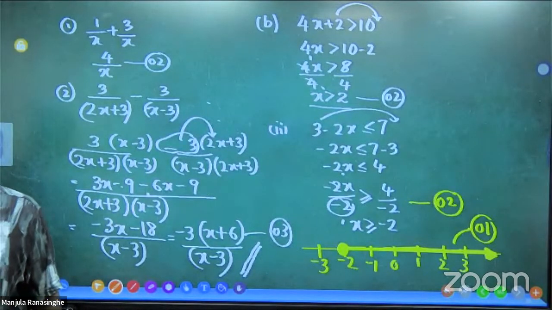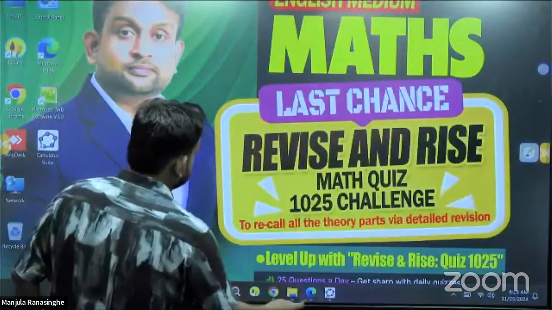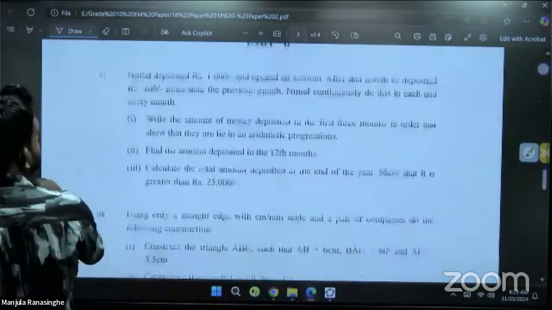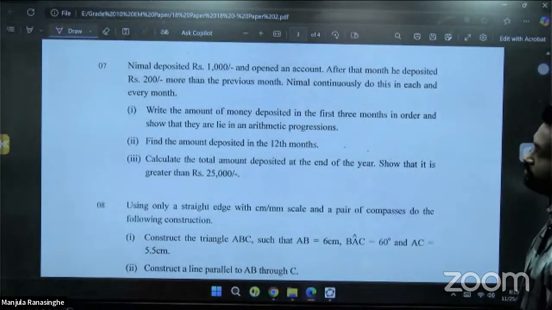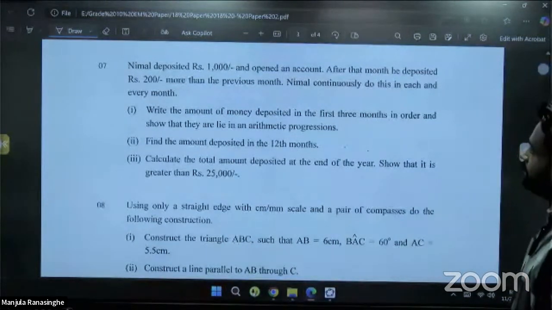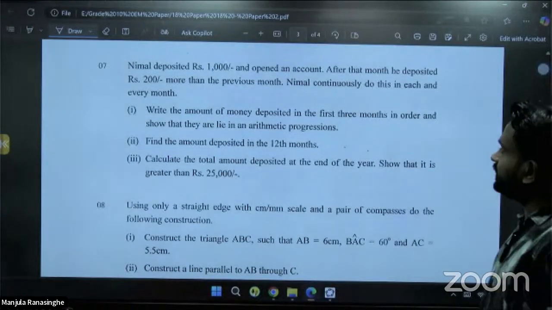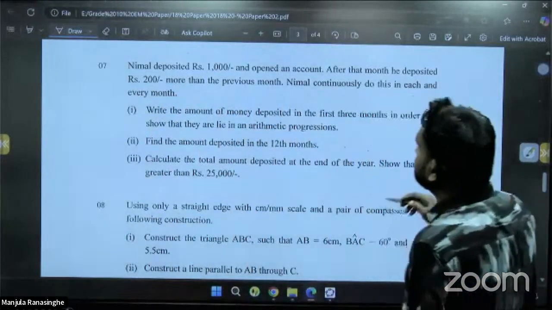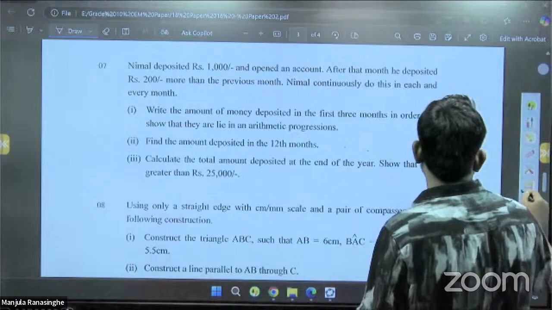Now we are moving to question number 7. This is question number 7. Nimal deposited 1,000 and opened an account. After that, each month he deposited rupees 200 more than the previous month. Nimal continuously does this in each and every month. Write the amount of money deposited in the first 3 months in order to show that they lie in an arithmetic progression. So the first month 1,000, then 200 more than that.